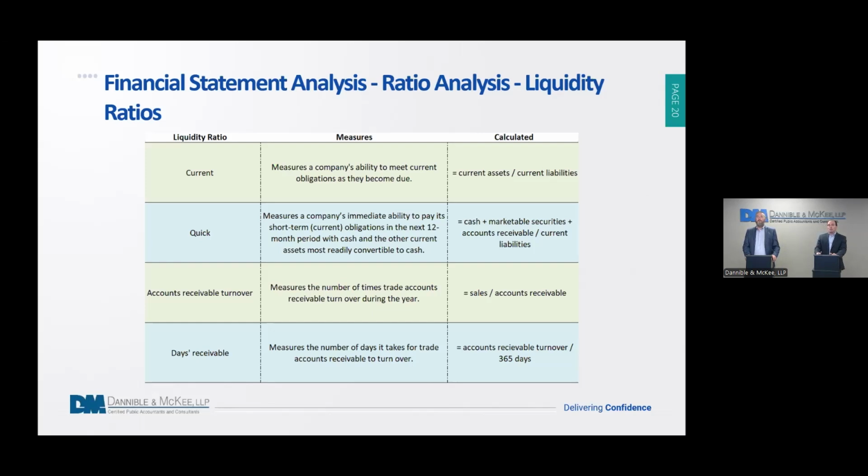So this is measuring the number of times trade accounts receivable turn over during the year. And you would measure that by sales divided by accounts receivable. And you could further quantify that by dividing 365 days by that number. That basically is going to tell you the number of days it takes for a trade account receivable to turn over. So you make a sale, you provide an invoice to a customer. How many days does it take to get that invoice paid by the customer?